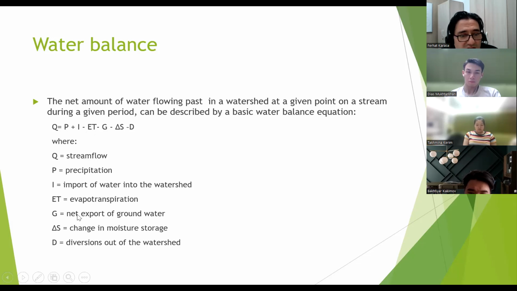And also, is there any net export of the groundwater? It means that some of the precipitation will stay in the ground. It will be exported into the ground, and it's going to stay there. It is not going to flow into the reservoir. You may also consider this as the wetness of the ground. The wetness of the ground will keep a certain amount of water, and it is minus. And also changing the moisture of the storage is considered as a kind of minus.